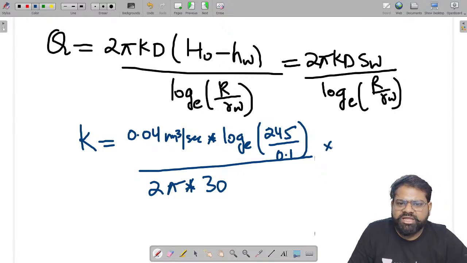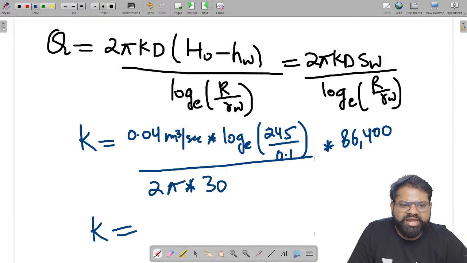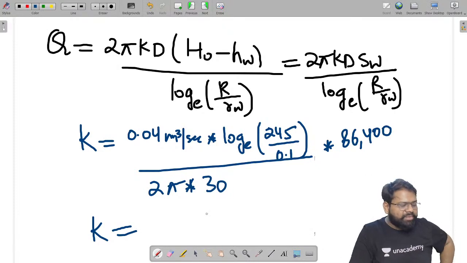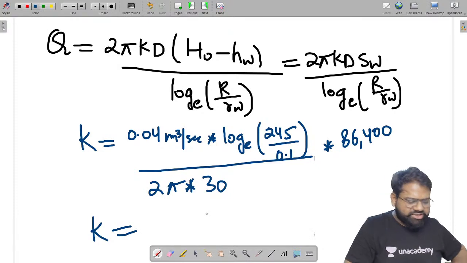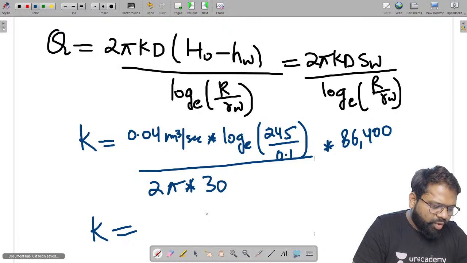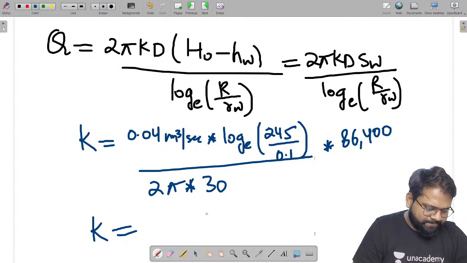Just multiply the whole value by 86,400. You will get the answer in meter per day. Tell me what is the value which is coming. Quickly solve and tell me what is the value which is coming.